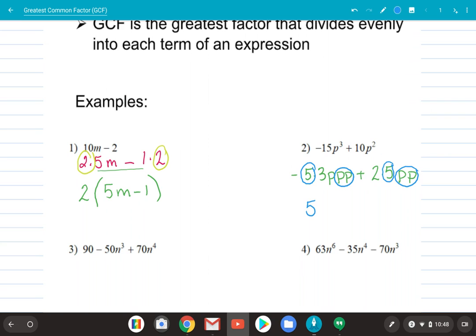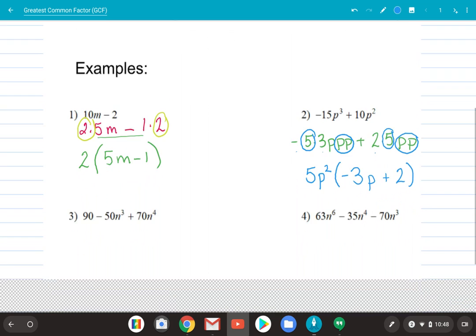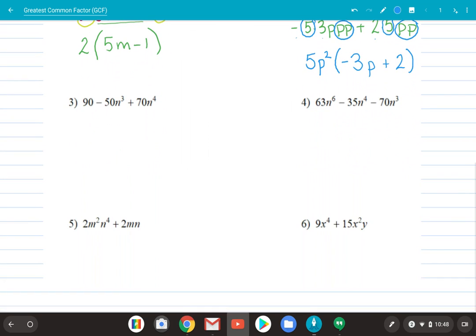So 5, but instead of 2 p's, I'm going to put p squared, because that's what it really means. Squared just means you have 2 of them. And whatever you have left, you're going to put inside the parentheses. So negative 3p plus 2. Easy peasy, right, you guys? We got it. Okay, so we're going to look at the next one.